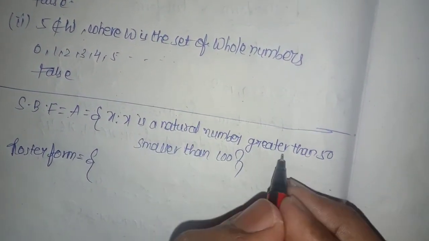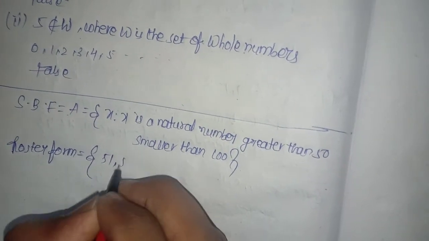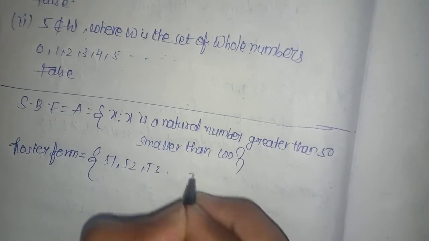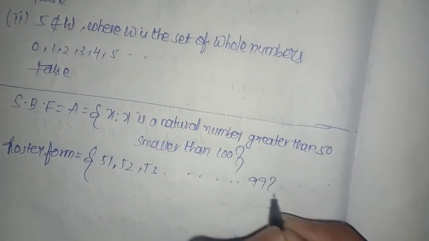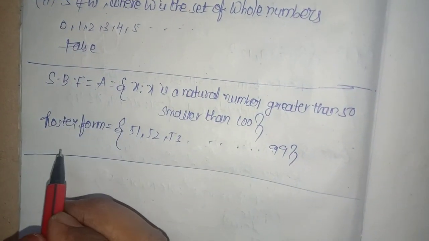So X is a natural number greater than 50. So I have to write from 51 onwards: 51, 52, 53, up to 99 we have to write. So this is one example of converting set builder form into roster form.